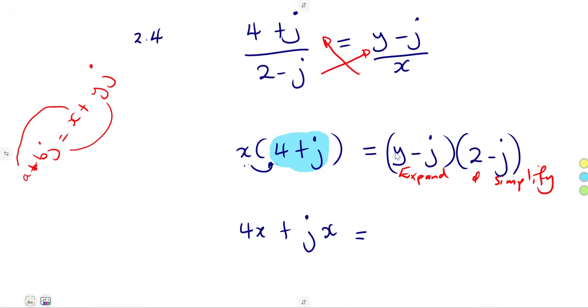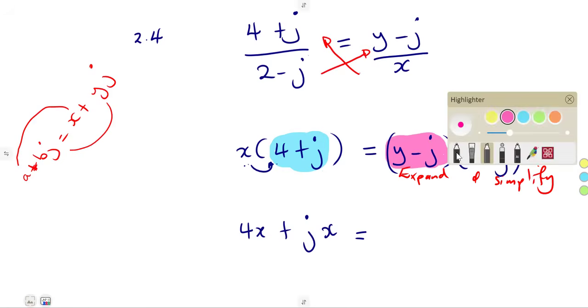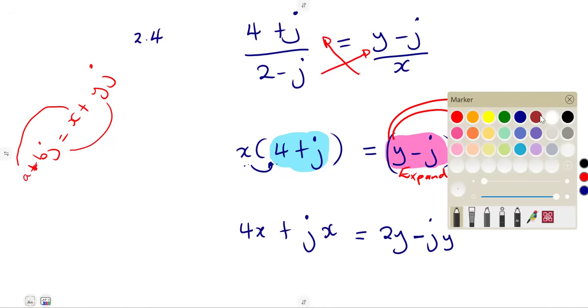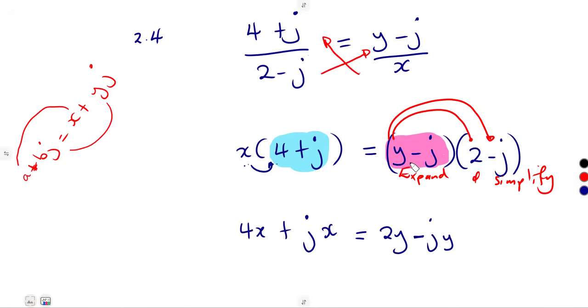So one is to multiply the other bracket. We're going to use the first bracket to multiply everything in the second bracket. So that is y times 2, which is 2y. Y times minus j, that is minus jy, or you can have it as minus yj, whatever, it's up to you guys. We are done with the part of y.